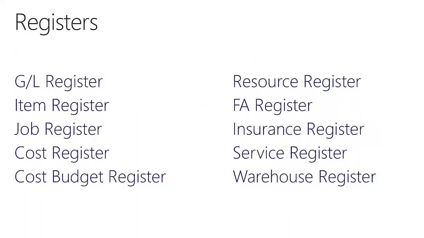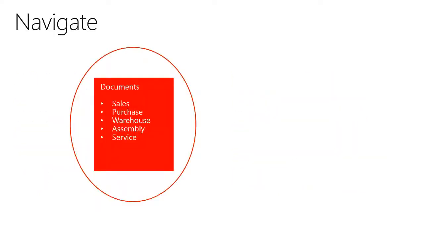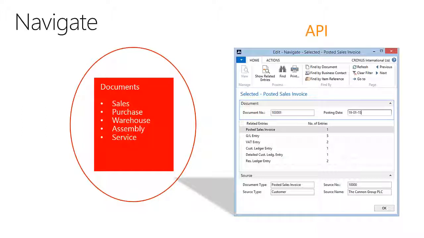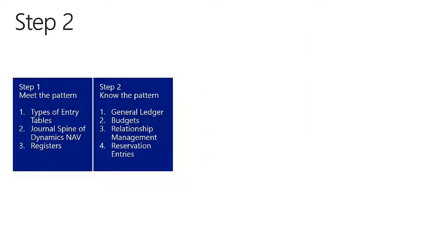Dynamics NAV uses 10 instances of this model, which we can categorize by finding the register tables, which are an important part of this model, and the auditability. The entries are typically connected to master data and documents and can be traced using the Navigate API. In the next step we will discuss 4 ways of creating entries.